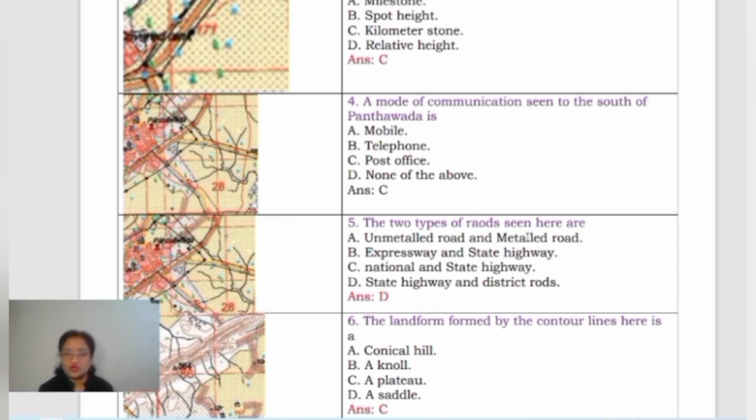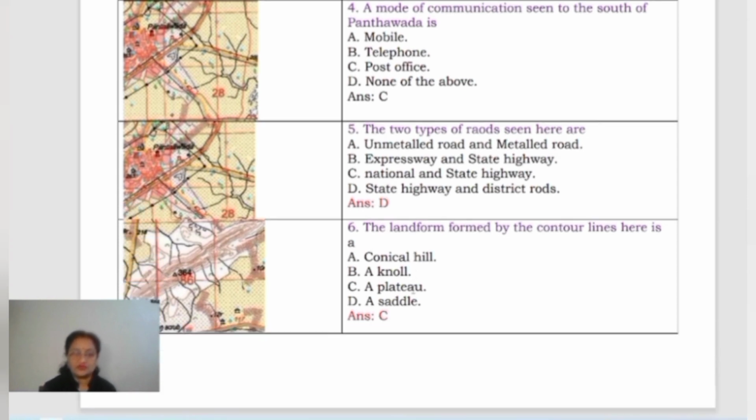Next, the two types of roads seen here are. According to the thickness, or according to the different colors, we call them the state highway and the district road. So district road and state highway, these two are shown in this picture. So the fourth option, that is D option, is correct. Now come to the next one.